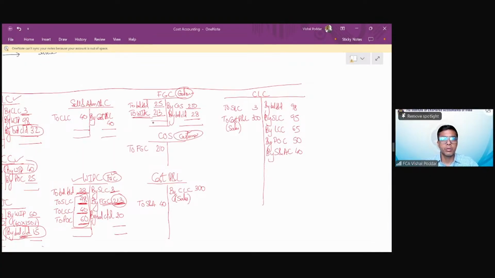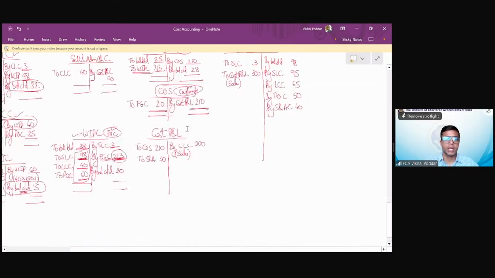Now, whatever is my amount in the COS account, I will transfer at the end to cost P&L, because this represents my total cost of goods which I have sold. So it gets transferred to cost P&L. Again, this account is now closed after transferring the entire balance to cost P&L. And my cost P&L will show the net profit or loss, which I will transfer to my capital and reserve account, which is represented again by CLC.